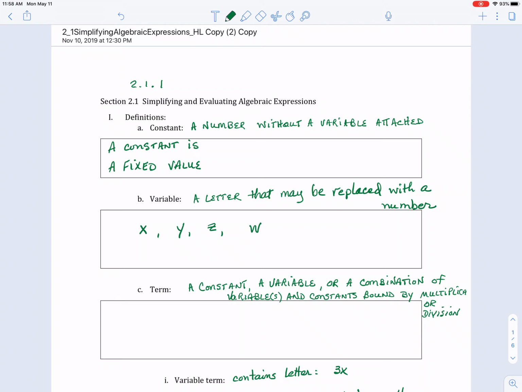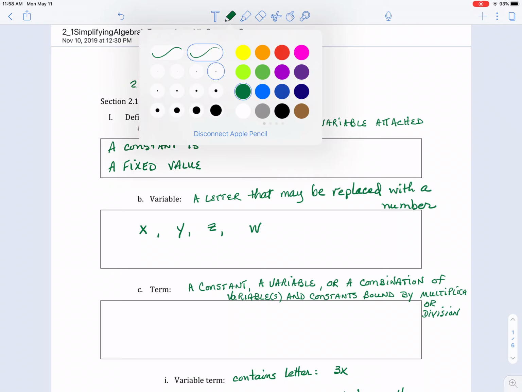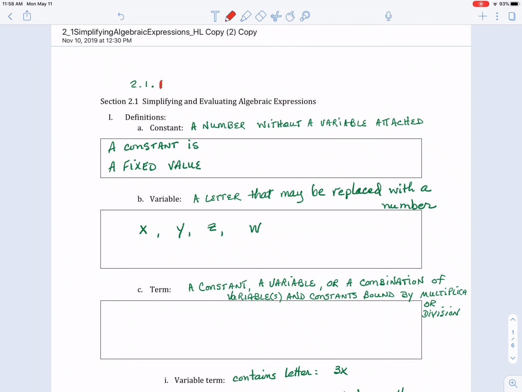algebraic expressions. We're going to be learning some vocabulary words, and we're going to be talking about combining like terms, and we'll eventually be looking at evaluating expressions. So I'm going to split this up into two videos so that it's not so long. The first one I'm going to call section 2.1.1, and then when you see me move on into the second video, it'll be 2.1.2. All right, so let's begin with our definitions.